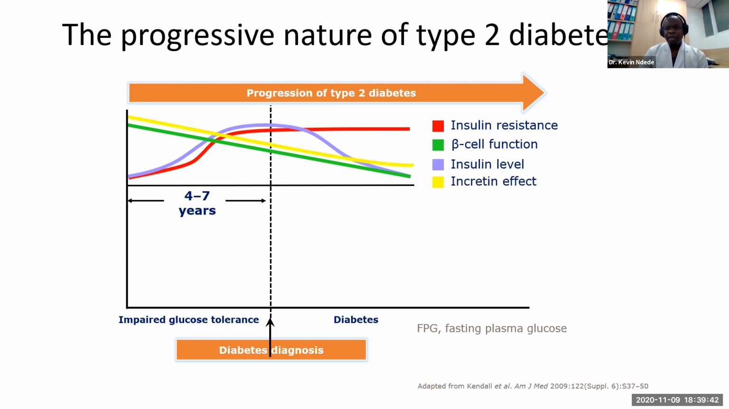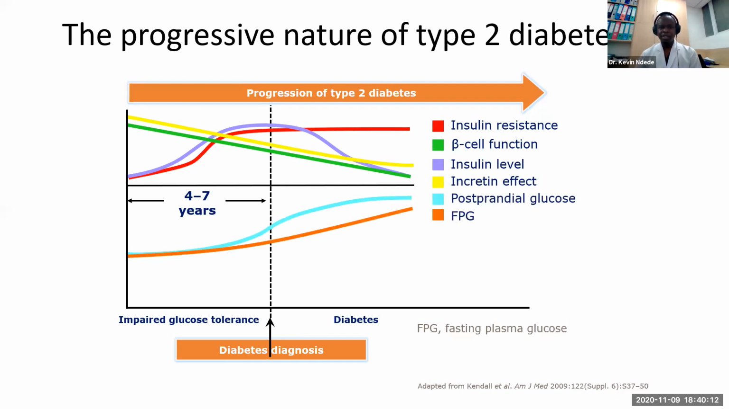The other thing that changes is the incretin effect. We generally know that when we eat, in the postprandial state, the gut produces some hormones, GIP and GLP. All these hormones are generally insulin secretagogues, and we see they begin to decline as well in the pre-diabetic era, as well as after the diagnosis of diabetes.